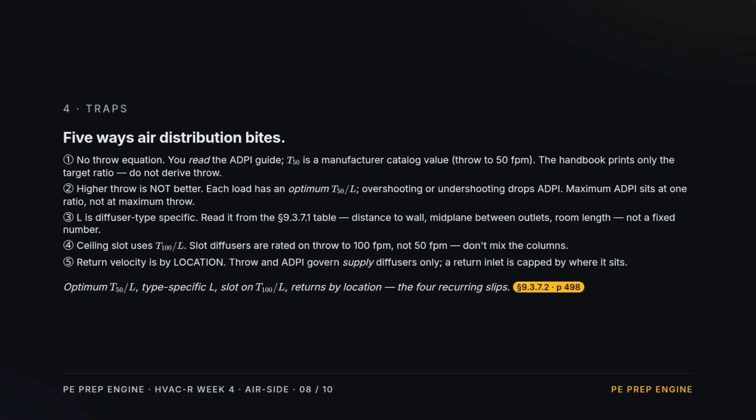5 traps. 1. There's no throw equation. You read the guide, and T50 is a manufacturer number. 2. Higher throw isn't better. Each load has an optimum ratio, and overshooting drops ADPI. 3. Characteristic length depends on the diffuser type. Read the table, don't assume a number. 4. Ceiling slot diffusers use T100 over L, not T50 over L. 5. Return inlet velocity is set by location, not throw or ADPI. Those govern supply diffusers only.